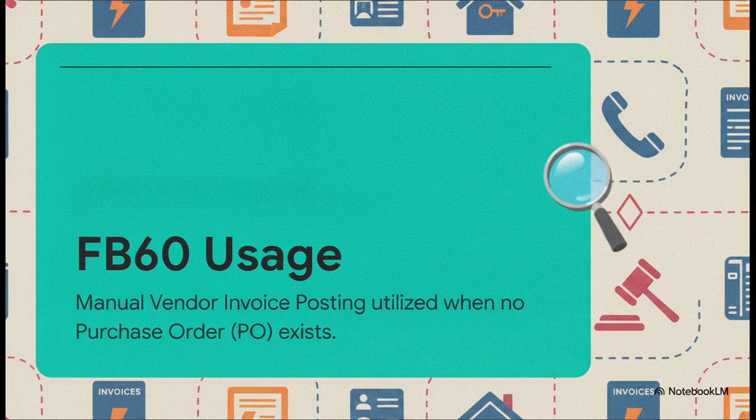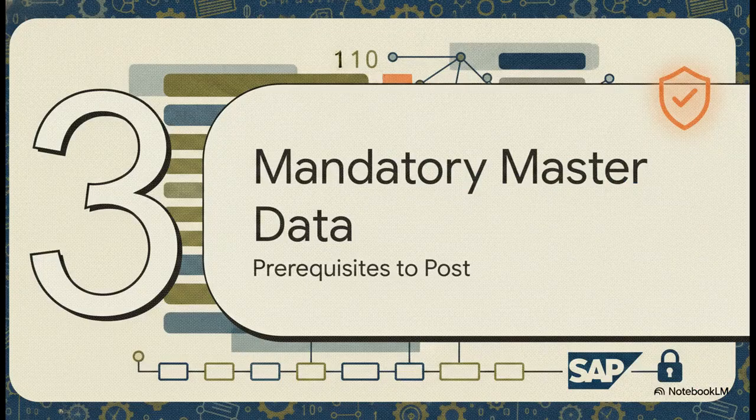And on the flip side, when do we use FB60 for accounts payable? You use it when a vendor invoice comes in manually and there is absolutely no purchase order or goods receipt tied to it in the system. So you completely skip the standard MIRO transaction, because that needs a PO, and you use FB60 for everyday operations. Think about things like a monthly electricity bill, office rent, telephone bills, or maybe legal fees where standard POs just don't exist.